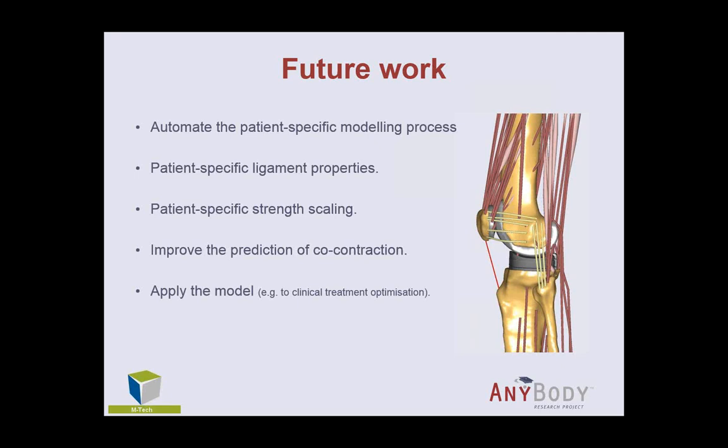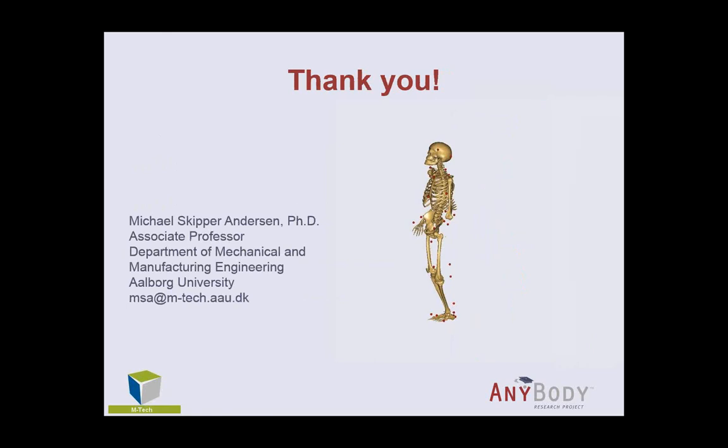Also for these patients we need patient-specific strength scaling. Right now we just took the average reported reduction in knee flexor and extensor strength, but this might not be true for this particular patient. We also need to improve the prediction of co-contraction, which we saw for both trials now. We underpredicted the total force, so this leaves room for putting in some more prediction of co-contraction. And then of course, last but not least, we should apply the model to real problems. So with that, I would like to thank you for your attention and hand the word back to Emir.